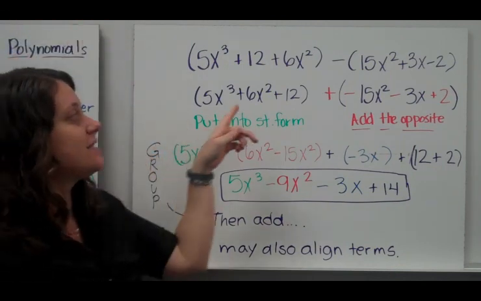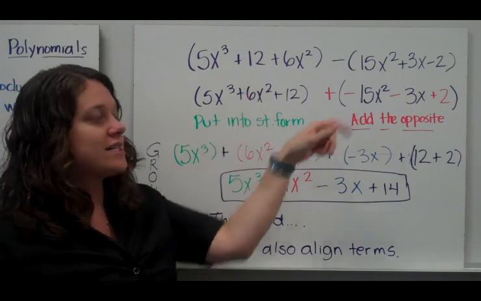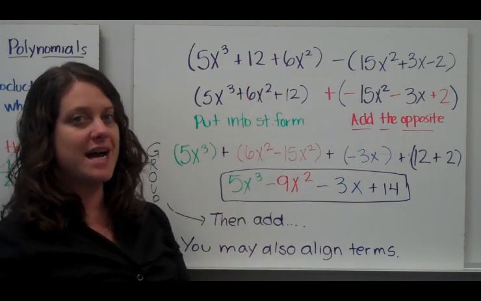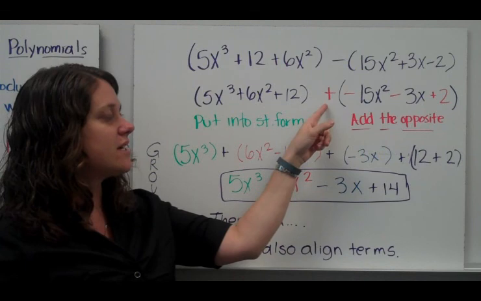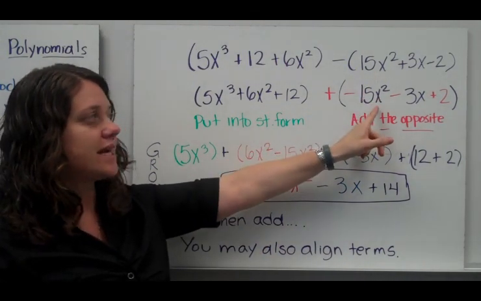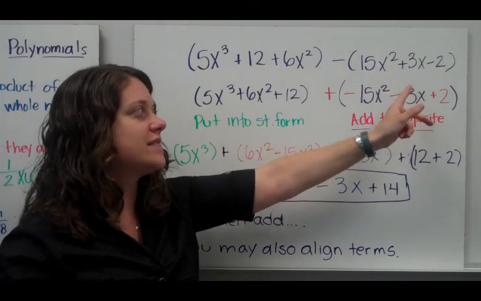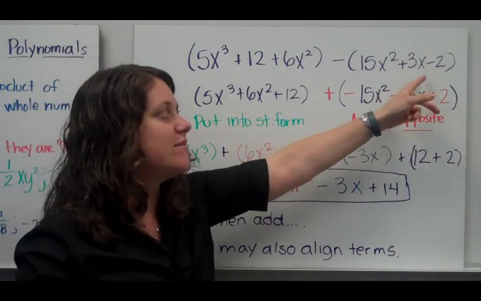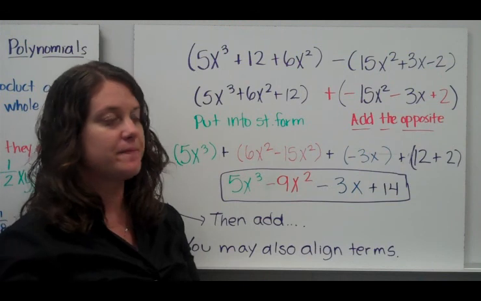Okay, so here's our last example. We have a subtraction problem here. So step 1 is to add the opposite. So we change it to an addition sign. And notice that everything changes to the opposite. This was 15, it becomes negative 15. Plus 3x becomes minus 3x. And minus 2 becomes plus 2.